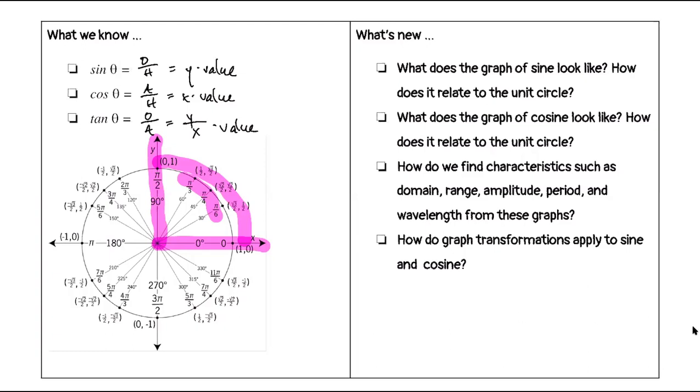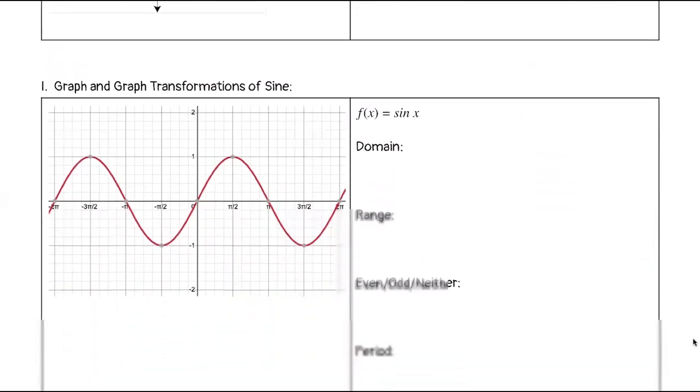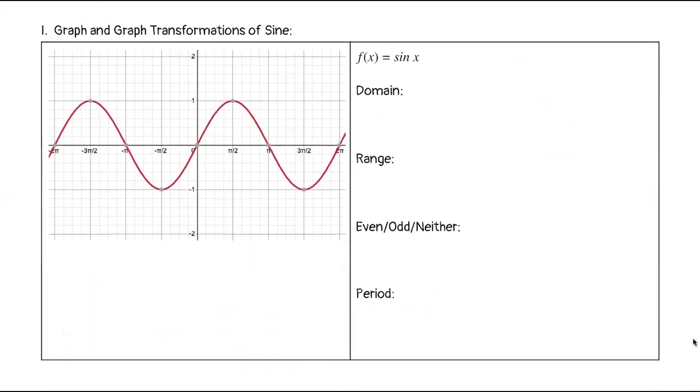Okay, so that's what we know, and this is what's coming up: all the things that we're going to learn today. What we're going to start with is just the graph of sine. We're going to take some time to look at the graph of sine, and then we're going to break out into some small groups and work with Desmos together, inputting certain things into Desmos so that we can use it to think about what's happening to the graph.